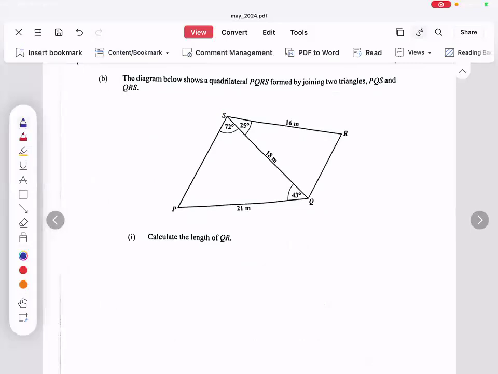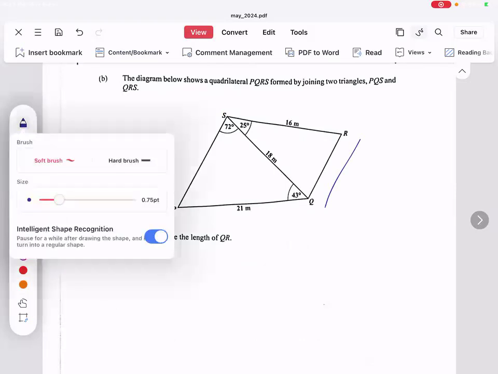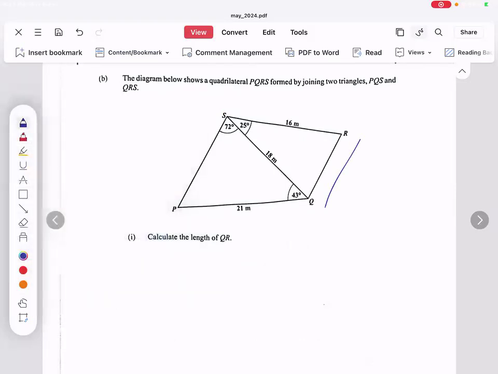All right, so the diagram below shows a quadrilateral PQRS, which is formed by two triangles, PQS and QRS. You have to calculate the length of QR. Anybody have any idea how we do that? Should be quick. Talking trig now. So we're going to use the cosine rule.